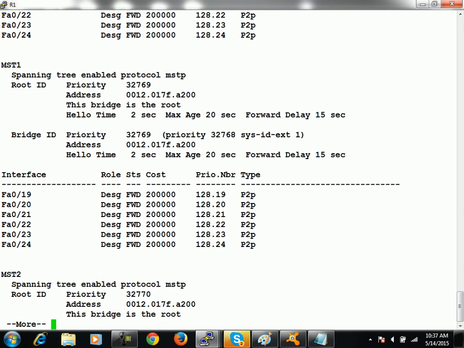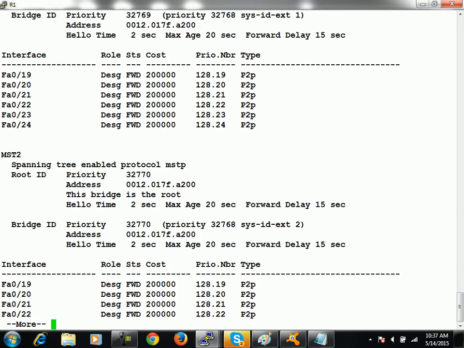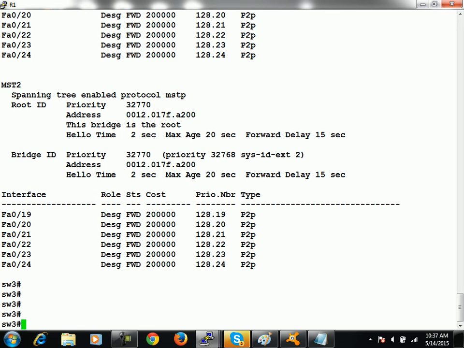For instance 2 as well, this bridge is the root. Now let's say that again, I don't want to configure switch 3 as a root bridge. I want to configure switch 1 and switch 2 as root bridges for each instance. For instance 1, I want to configure switch 1 as a root bridge. For instance 2, I want to configure switch 2 as a root bridge. I mean primary and secondary.